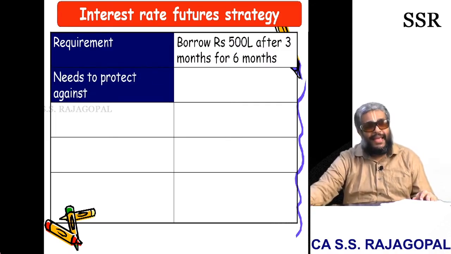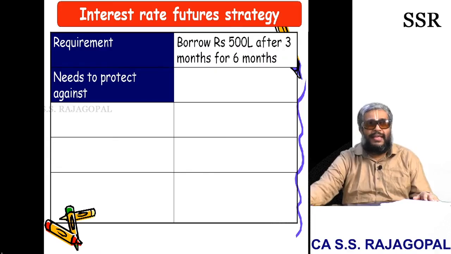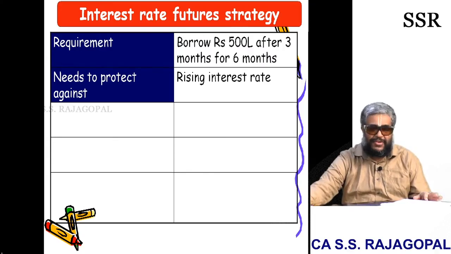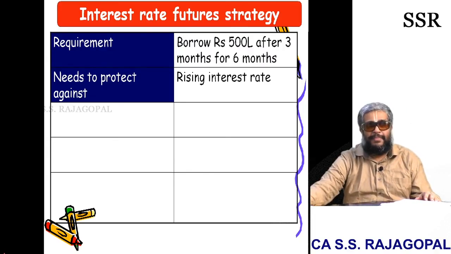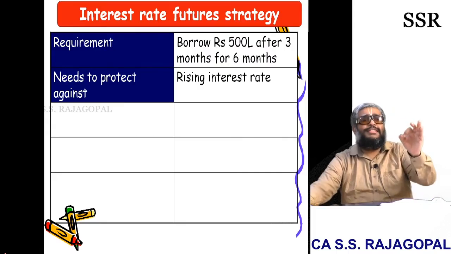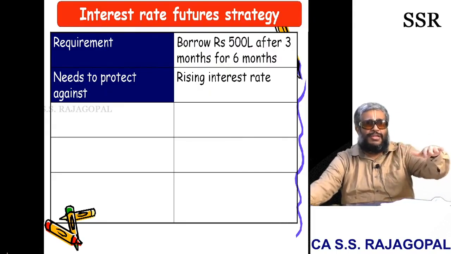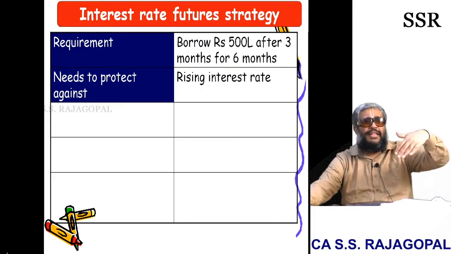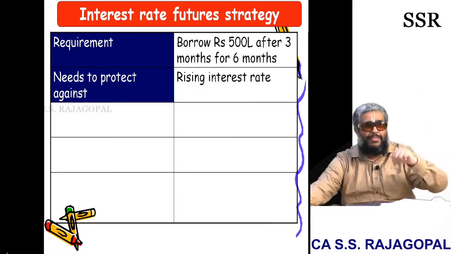Need to protect against what? Rising interest rate. Need to protect against rising interest rate. What strategy will you adopt here? Buy futures or sell futures? Sell futures. When the interest rate increases, I give a counter buy at a lower bond price and book a profit.